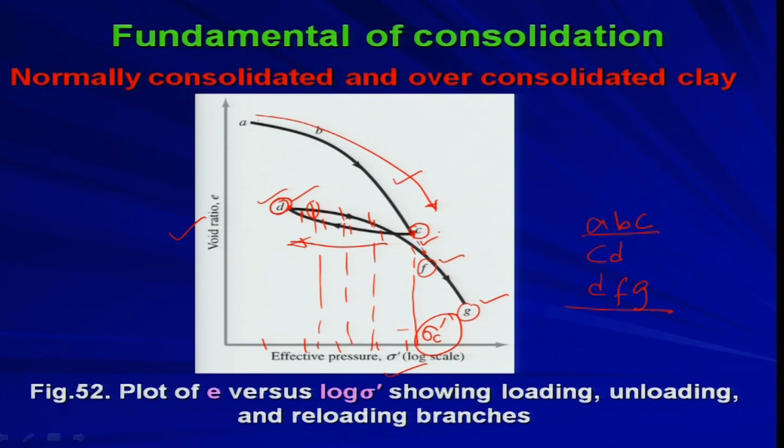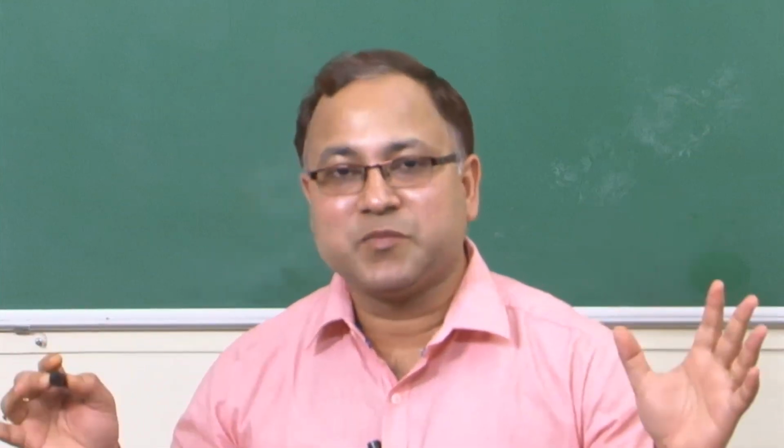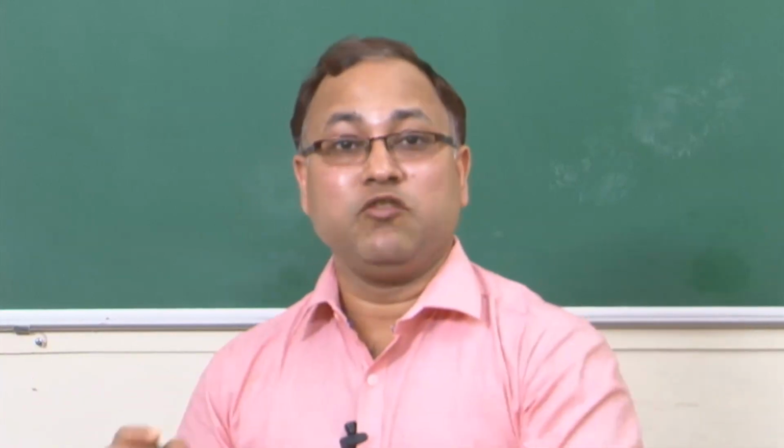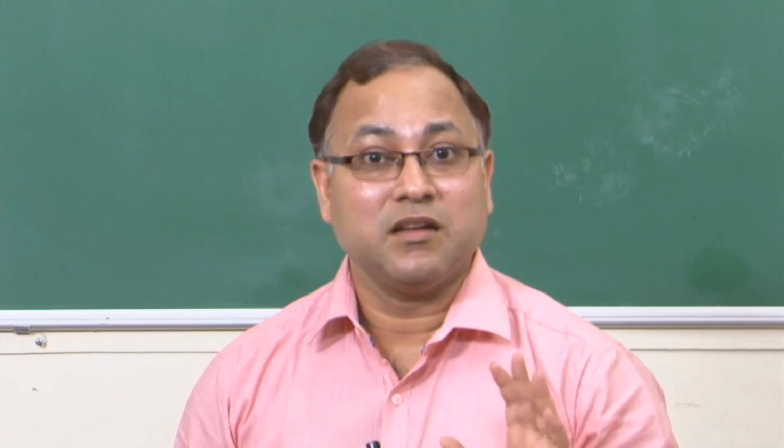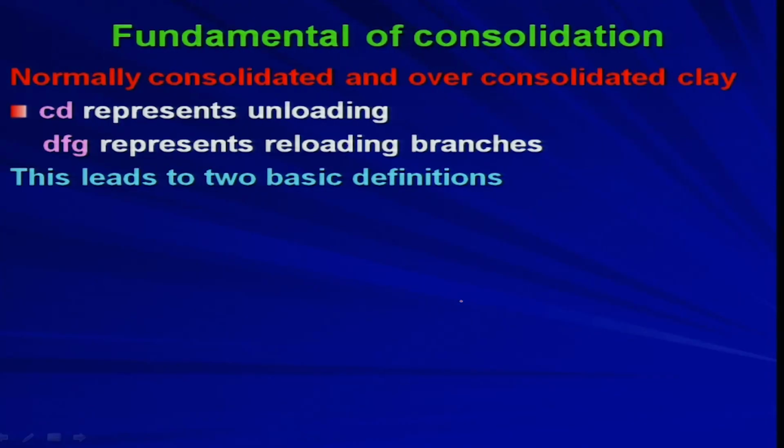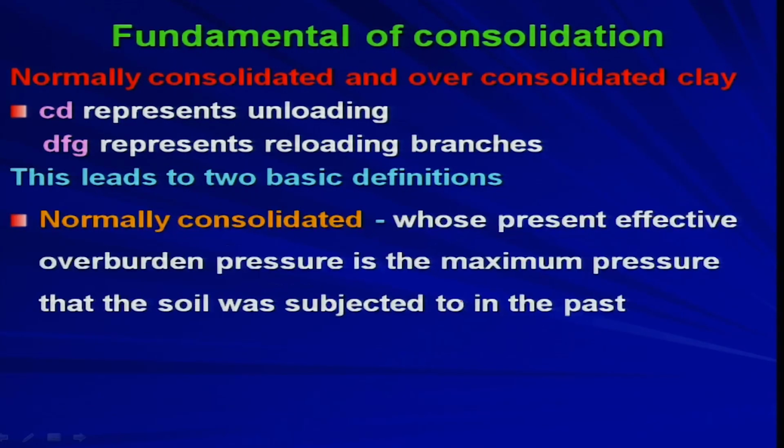Once you reach F, the soil will say, no, this much pressure I have not experienced, now I have to compress. So, now you will be getting a very steep slope from F to G. Okay. So, from D to F you will be getting a flatter slope because soil has already experienced this much pressure. From F to G you will be getting a very steep slope because soil has not experienced this earlier. So, this leads to two basic definitions.